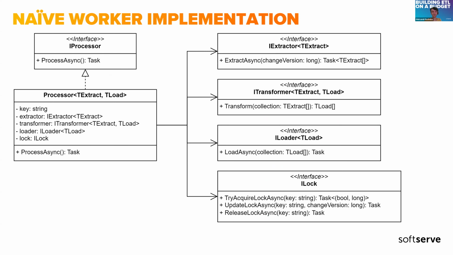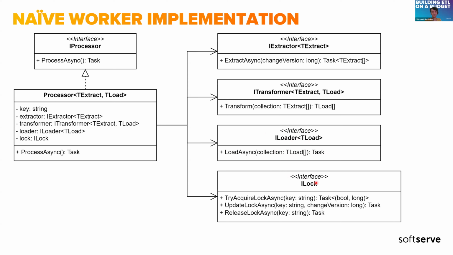We will start the worker implementation by defining some handy interfaces. IExtractor defines ExtractAsync, which returns all records from the source, starting from a given change version. Change version corresponds to the key in example 1 and the version column in example 2. ITransformer defines Transform, which receives a collection of extracted records and, after trivial transformations and filtering, returns a collection ready to be loaded. ILoader defines LoadAsync, which loads a collection into a target table.